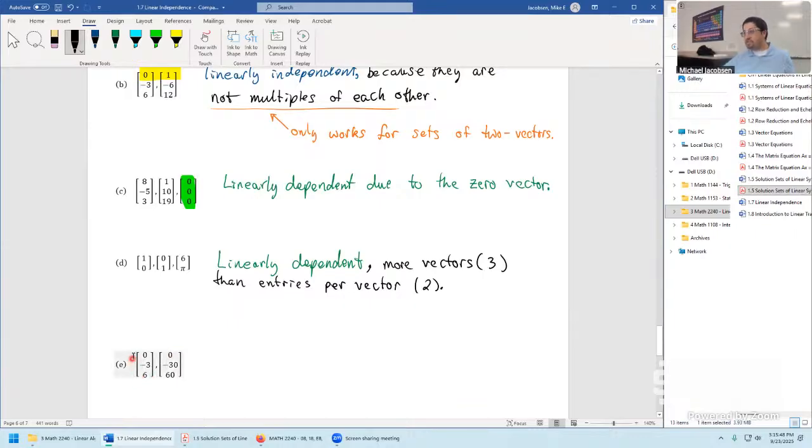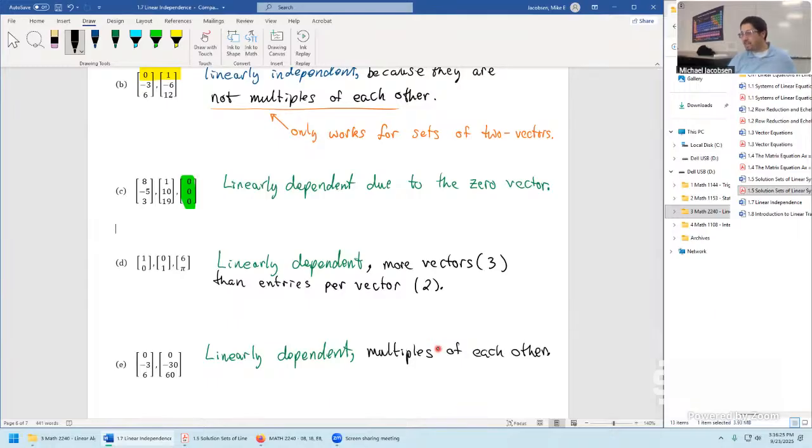But you might have noticed if you scale vector 1 by 10, you would get negative 30 and you would get 60. That means it's different than part B. Those are independent because they're not multiples. These are multiples of each other, so they are automatically linearly dependent. So all we need to say is linearly dependent. They are multiples of each other. Some people wouldn't even write in this comment.